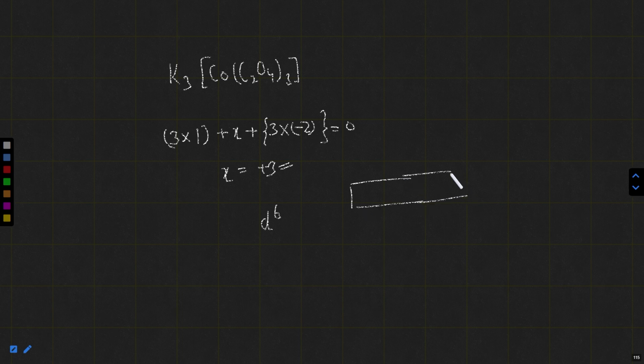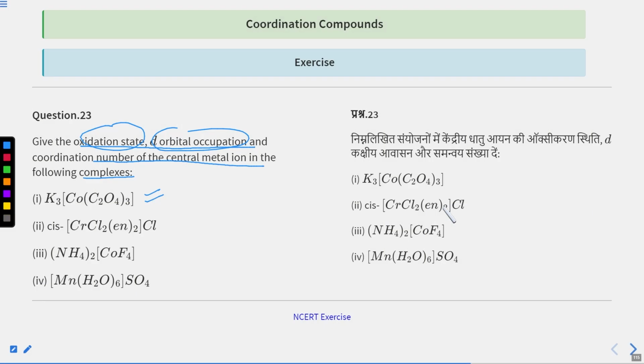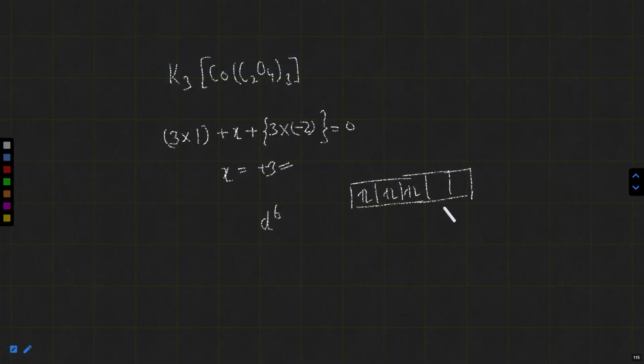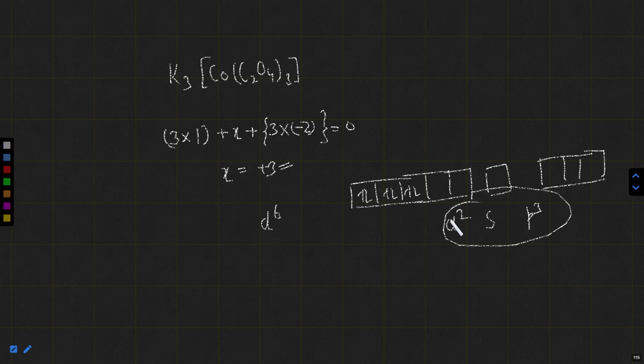If I just draw it, it will be paired. Why? Because Co3+ is an exception. So 1, 2, 3, 4, 5, 6. This will be the electronic configuration. Now if I talk about the hybridization, it will be d2sp3, since 6 electron pairs are donated by the ligands. So d2sp3, 1, 2, 3, 4, 5, 6. So this will be the case.